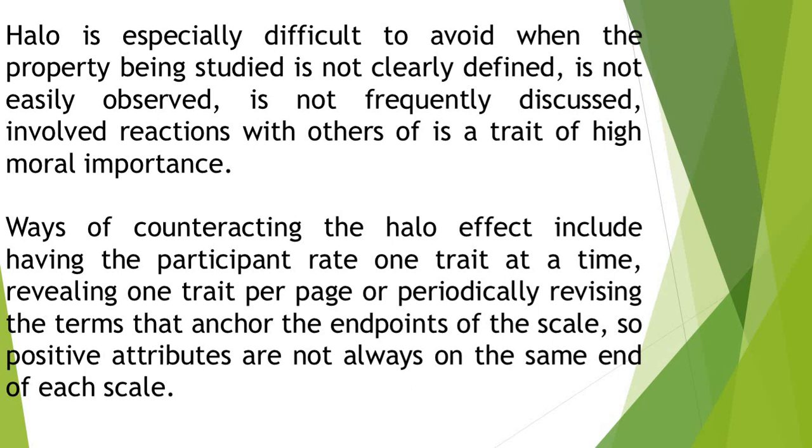Halo is especially difficult to avoid when the property being studied is not clearly defined, is not easily observed, is not frequently discussed, involves reaction with others, or is a trait of high moral importance. Ways of counteracting the halo effect include having the participants rate one trait at a time, revealing one trait per page, or periodically revising the terms that anchor the endpoints of the scale, so positive attributes are not always on the same end of each scale.